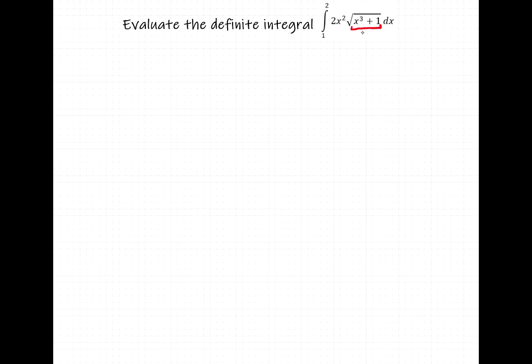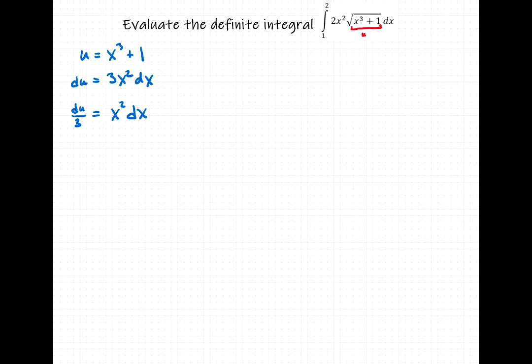So let's go ahead and see if that U substitution works. Let's call this U. So we'll say U is equal to x cubed plus 1. And then du will be equal to 3x squared dx. Now in our integrand, we have a 2x squared and a dx. So let's get rid of that 3, and we'll bring in a 2. We'll match it up with what we have. So we could divide both sides by 3. So du over 3 is equal to x squared dx.